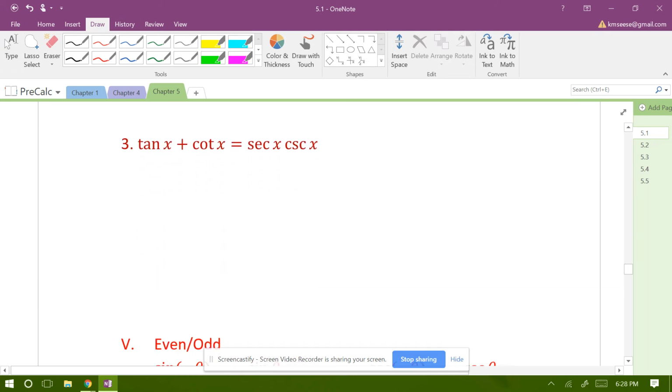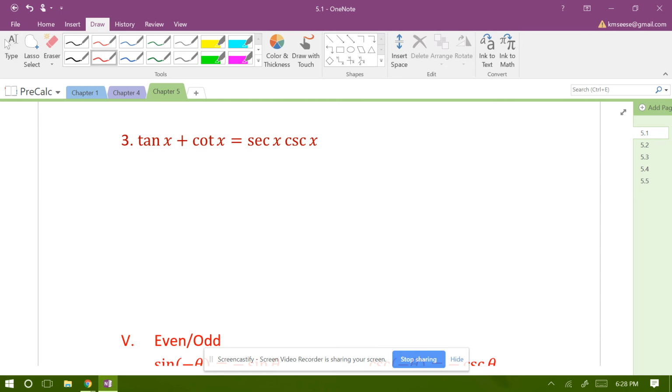For tangent plus cotangent equals secant of theta times cosecant of theta, I will say here it's easier to go from addition to multiplication than it is to go from multiplication to addition. So here you want to work with the addition side. All right, so tangent of x, sine of x over cosine of x, plus cotangent of x, cosine of x over sine of x.